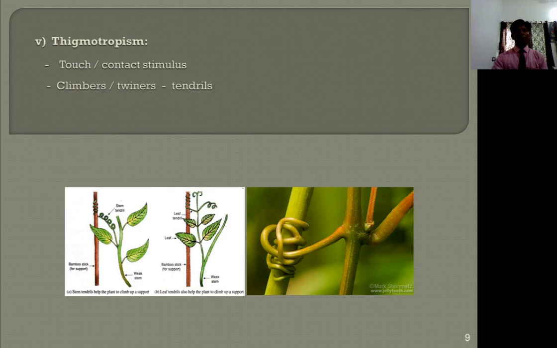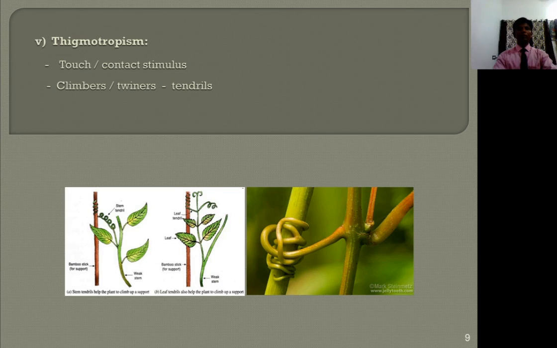The plant movements which occur due to the touch or contact are called thermotropic movements. In other words, the tropic movements which occur in response to the touch or contact stimulus are called thermotropic movements, and the phenomenon is called thermotropism. These movements are commonly seen in the climbers or twiners by the dendrites.